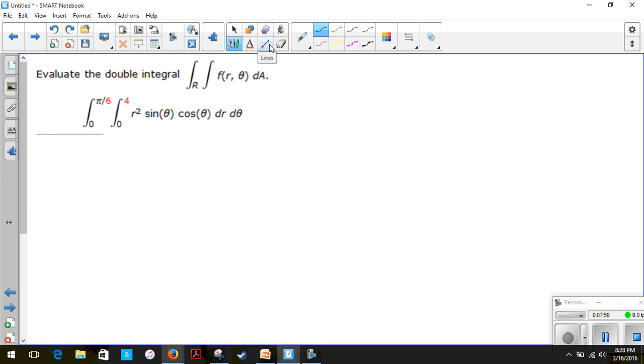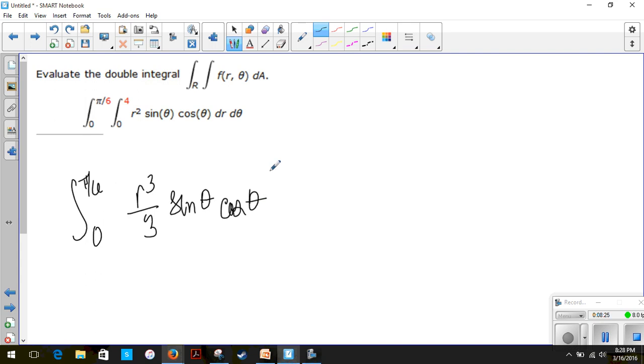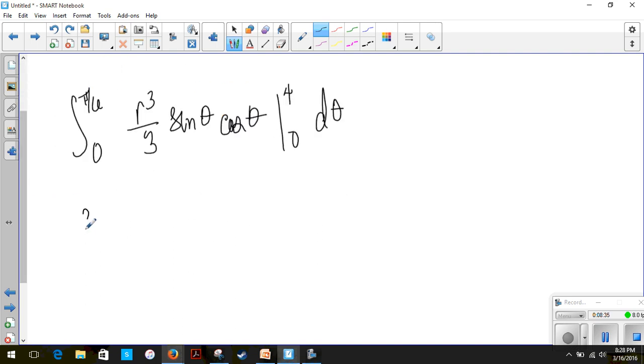Here's another one. I got r squared sine cos dr d theta, 0 to 4 and 0 to pi over 6. Let's go ahead and start with our integration with respect to r. So now I got r cubed over 3 sine theta cos theta, 0 to 4 d theta. If I plug in a 4, that's all I'm going to be left with, since the 0 will wipe everybody else out. 64 over 3 sine and cos. That's convenient.